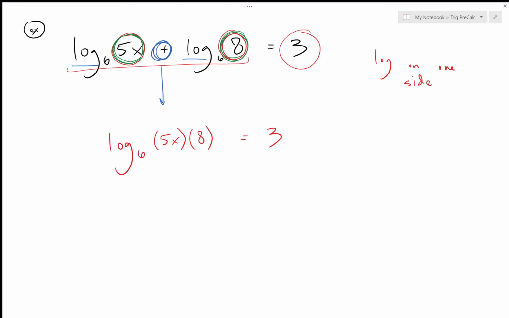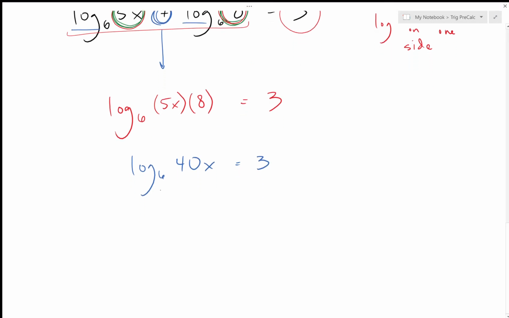And we can clean that up a little bit more. Log base 6 of 5x times 8 just gives me log base 6 of 40x equals 3. And now this should look like the example we did earlier. There's only one log term. We can either make it exponential form, or we could do down and diagonal, however you want to do it. I'll go down and diagonal this time. So the base comes down, it's a 6. The 3 comes over, becomes the exponent, equals the 40x goes to the other side.